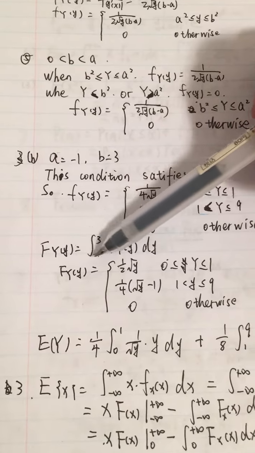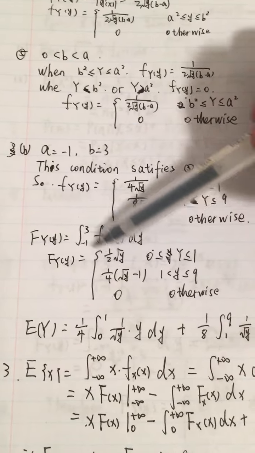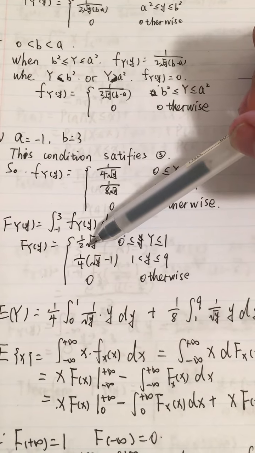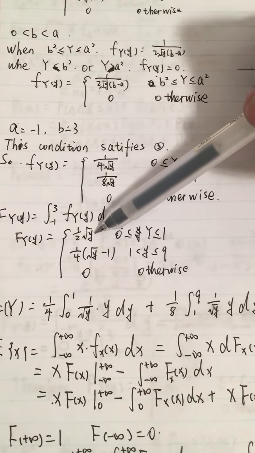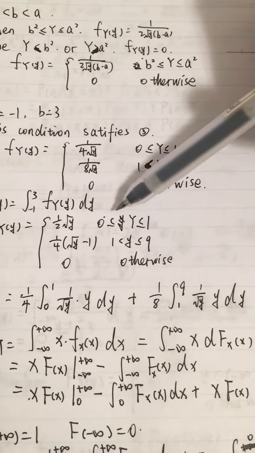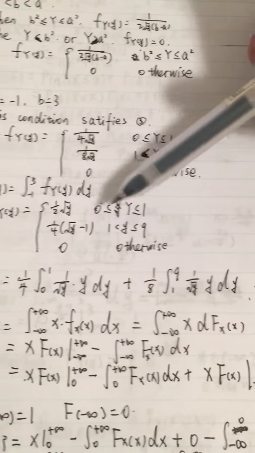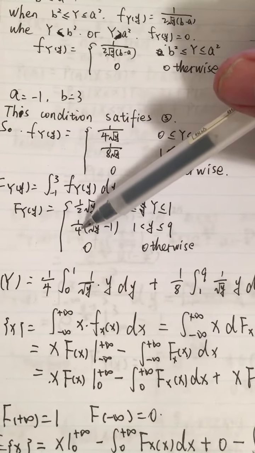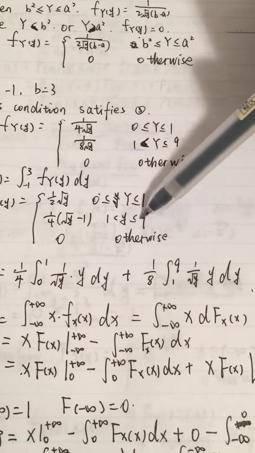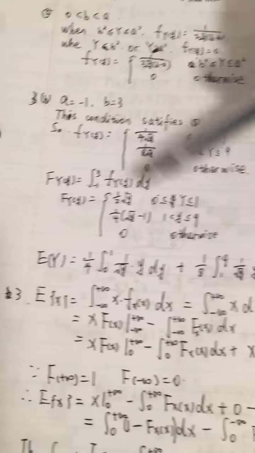And fy of y equals this formula, so we can get fy of y equals 1 over 2 multiply y to the power of 1 over 2 when y is greater or equals to 0 and is less or equals to 1, and fy of y equals 1 over 4 multiply y to the power of 1 over 2 minus 1 when y is greater than 1 and is less or equals to 9, and fy of y equals 0 otherwise.